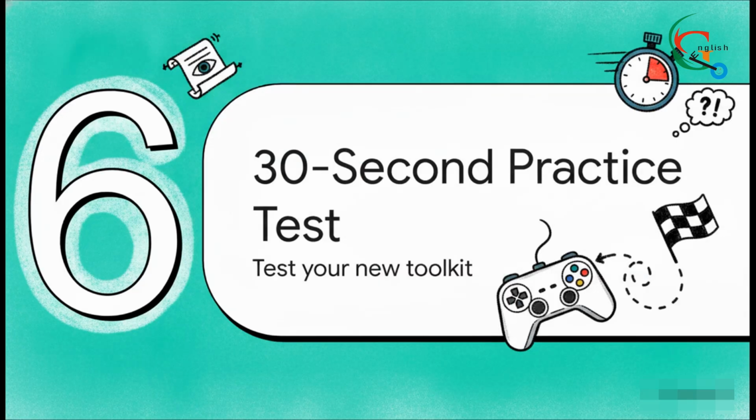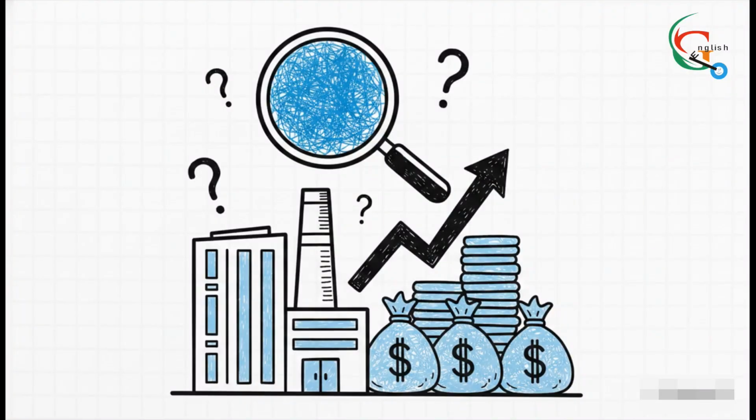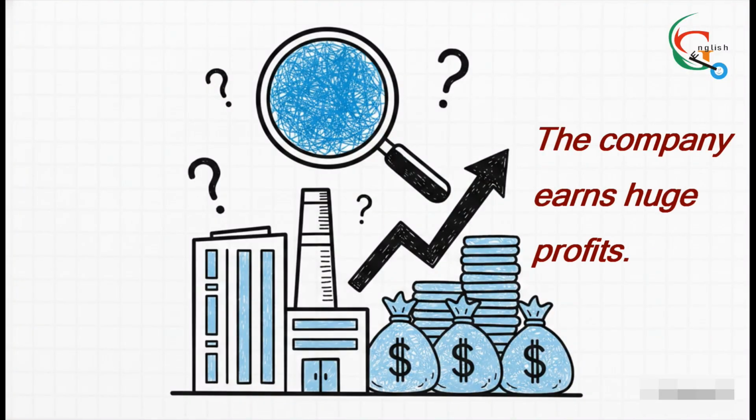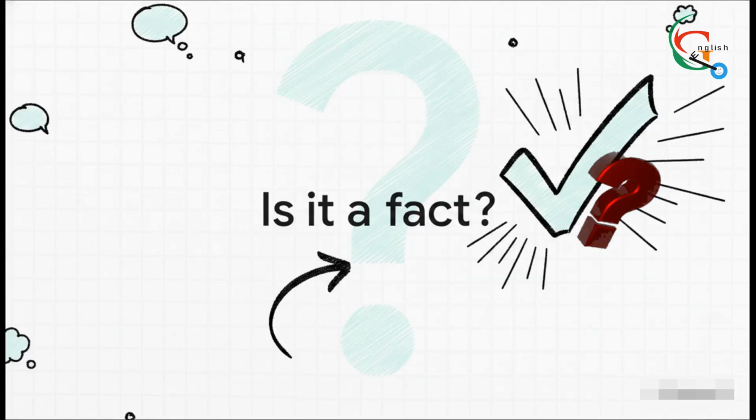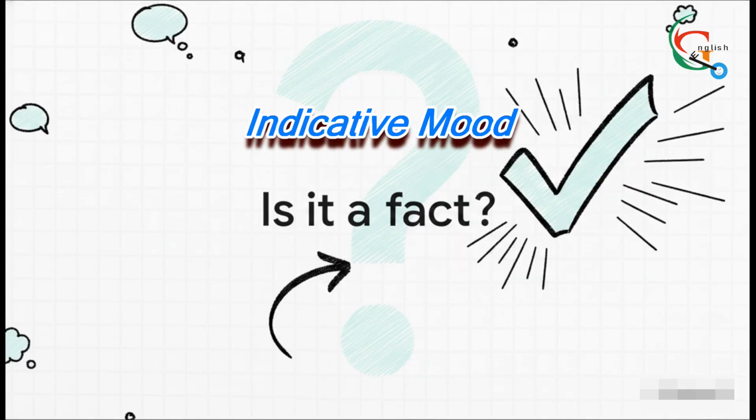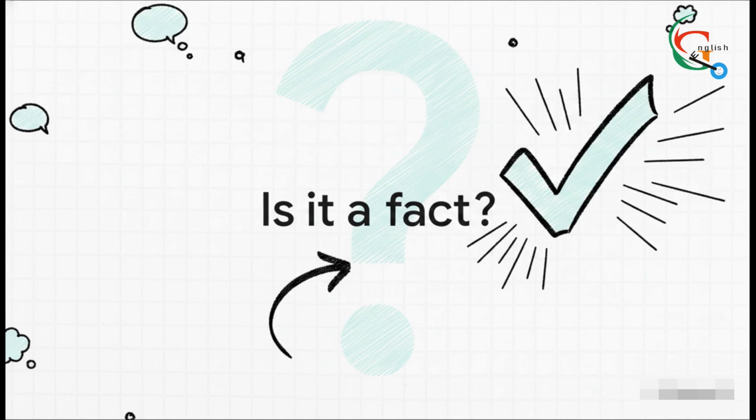Section 6, the 30-second practice test. Let's test this out. First sentence. The company earns huge profits. Look at it quickly. What's the speaker's purpose here? Apply that one-question formula. Did you ask if it was a fact? Because yes, it is. Therefore, indicative. It's just giving us information.